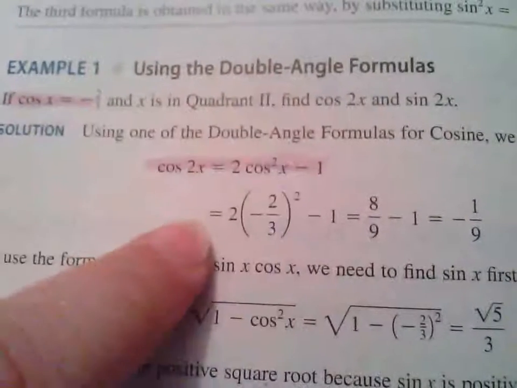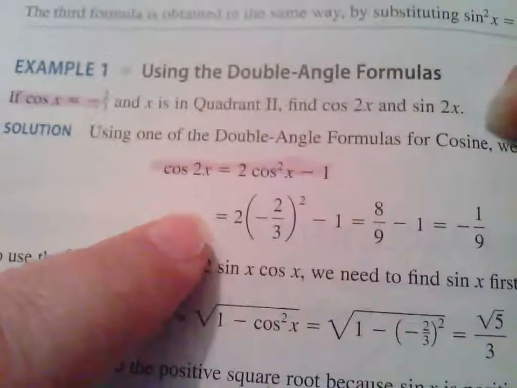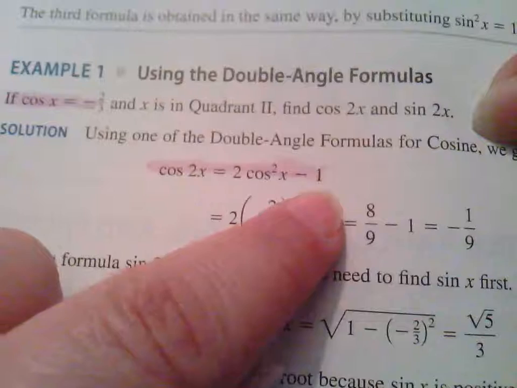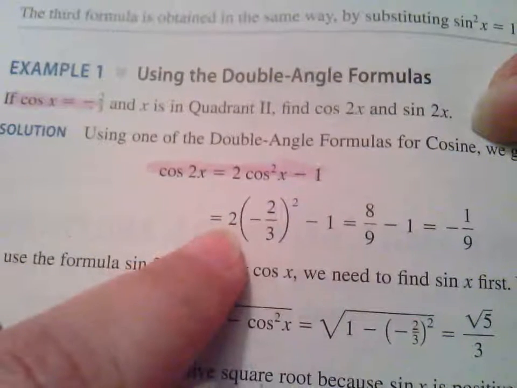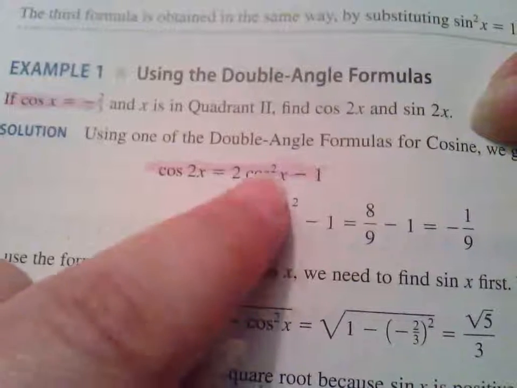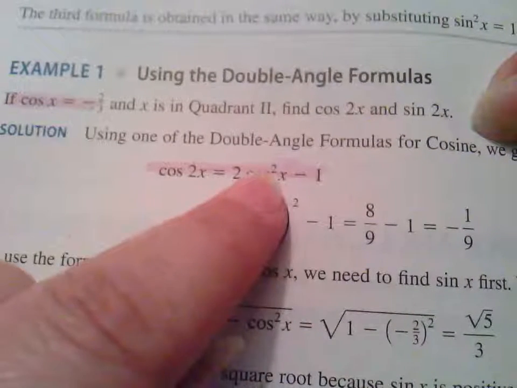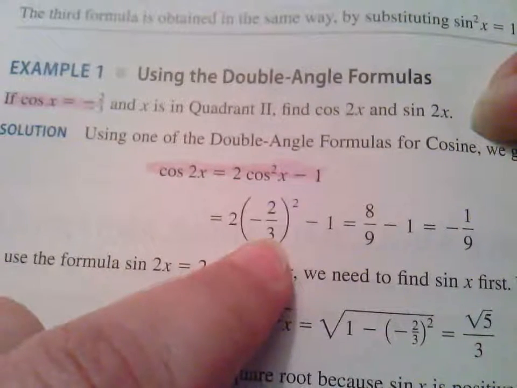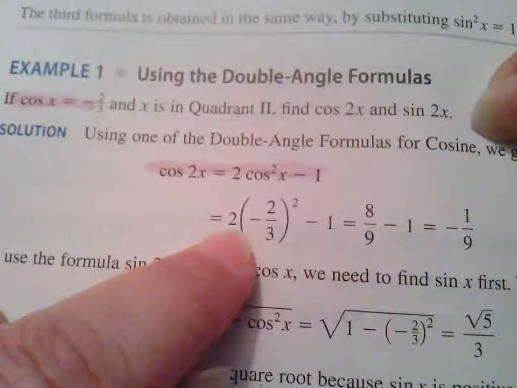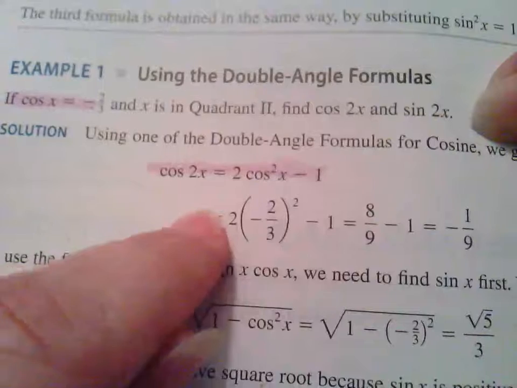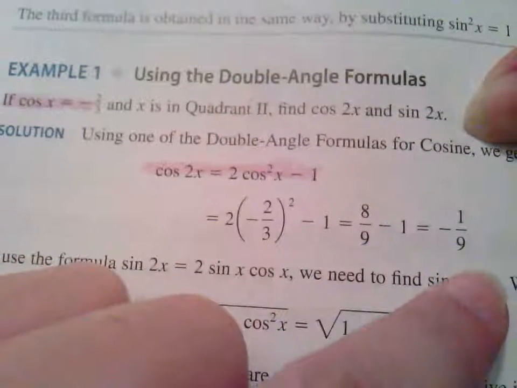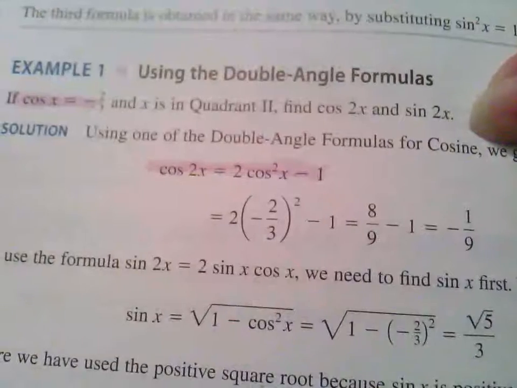So cosine of 2x is going to be my cosine of x squared, then I double that. So cosine squared, so negative 2/3 squared is going to be 4/9. Then when I multiply that by 2, remember that's 2 over 1. So only the numerator gets multiplied by 2, so that's 8/9. Then subtract 1 from it, and I get negative 1/9. I'm done. That's my answer.